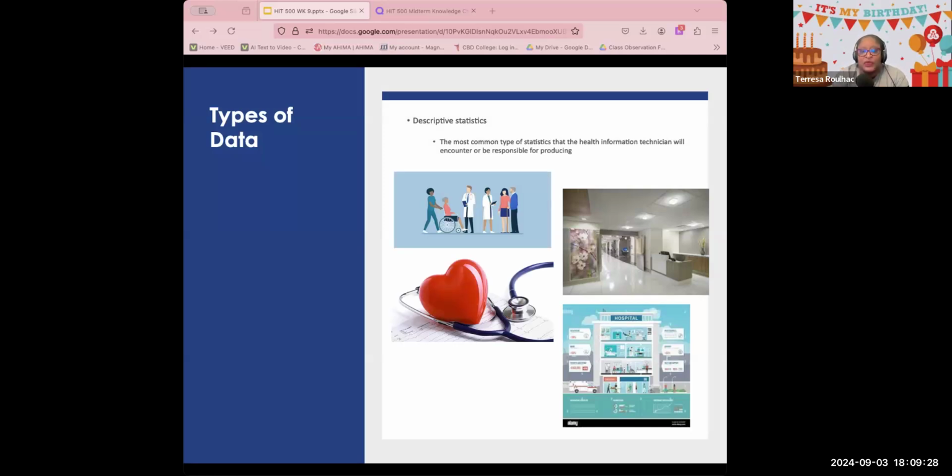Going back to week one, we look at descriptive statistics. These are the most frequently used type of statistics by health information technicians. They are responsible for producing statistics that describe populations like our patients, our medical services. They may even dive into different nursing units and hospital departments. These statistics really do provide an overview of the general features of a set of data and can be presented in a lot of different ways, like tables and graphs that we're going to touch on a little later in this live session.